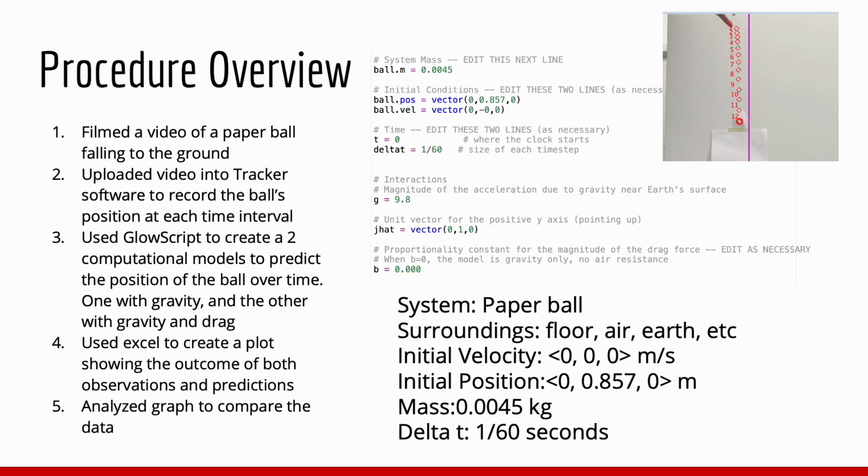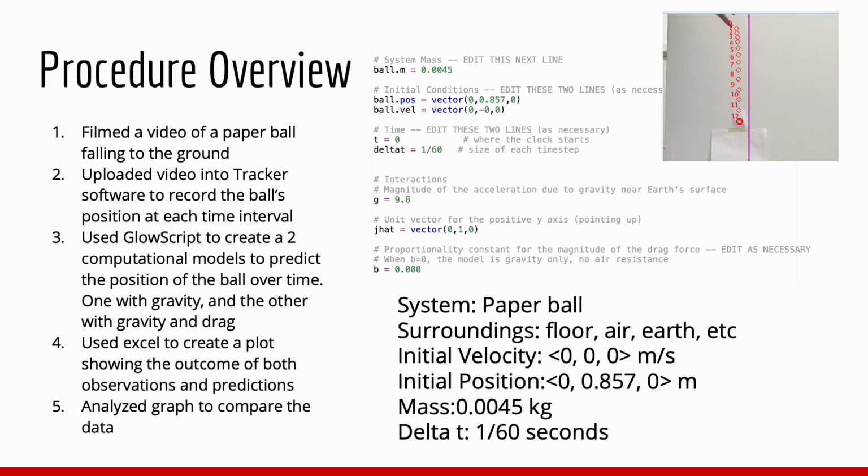Here is a procedural overview. I first filmed a video of a paper ball falling to the ground, which I then uploaded to Tracker to record the ball's position at each time interval. I then used GlowScript to create two different computational models to predict the position of the ball over time, one accounting for drag and gravity, and the other for just gravity. I then used Excel to create a plot showing the outcome of both observations and predictions, and then I analyzed the graph to compare the data.